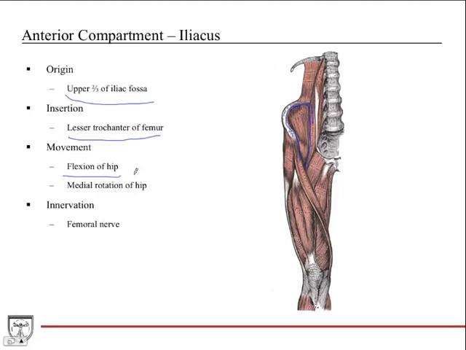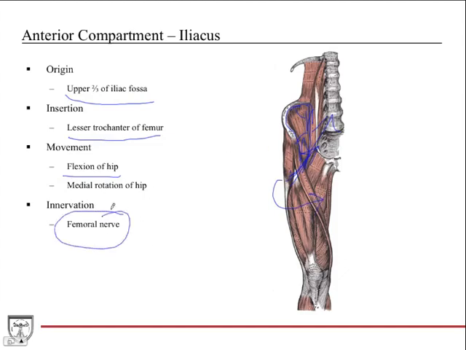Its movement is that it flexes the hip joint, and that makes sense. It crosses the hip joint and it wraps around to go to the posterior aspect. So when the muscle contracts, it's going to pull the hip up. Because remember, flexing the hip is pulling the hip up closer towards your abdomen, not kicking back out. And then also medial rotation, and that makes sense because it's going to pull this way, which would be medial rotation. So it's going to help with that as well.